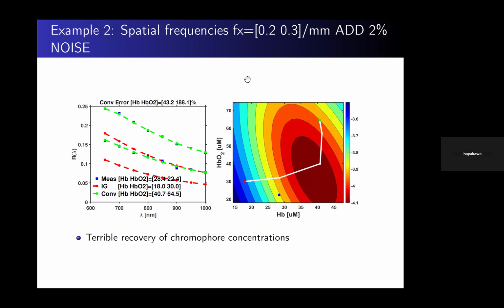Let's add 2% noise just for fun. Now, our measurements, you can see now the blue squares are slightly away from the converged values. Here's the initial guess. Here's the start. Here's the end. It's terrible. Just adding 2% noise. Terrible recovery.